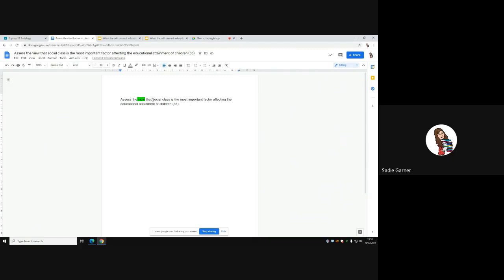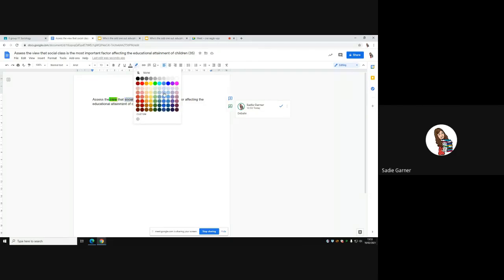So assess the view, and view tells me this is a debate question. I have to go for yes, yep, yep, yep, and then no. So view is telling me it's without doubt a debate. Assess the view that social class, so social class, I think in colors and I think in grids, that social class, that blue grid, is the most important factor. They're asking me, is social class the most important factor affecting the educational attainment of children?